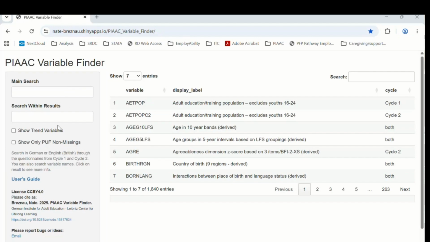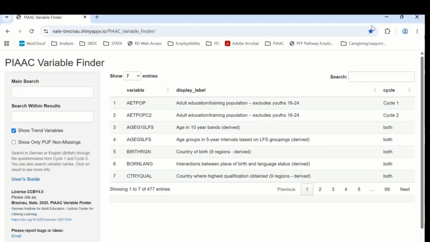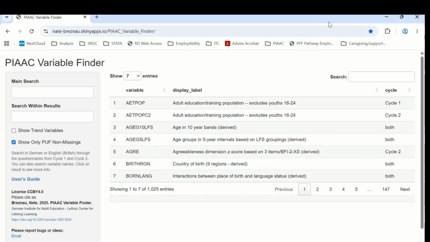So it has a couple of options in your search. If you click this, it'll only show variables that trend across cycle 1 and 2, either strictly trending or at least somewhat associated. If you click this, it'll only show variables that are not missing in the public use file. However, it shows this if it's not missing in at least one public use file, so it might still be missing in the Canadian public use file, because that file has a lot of extra missing variables.